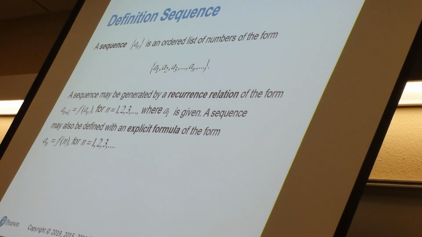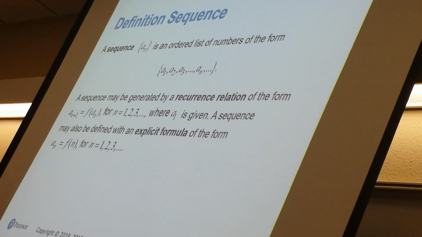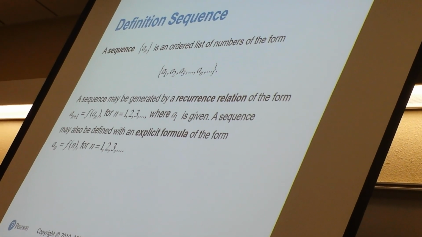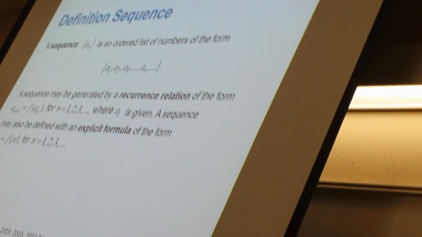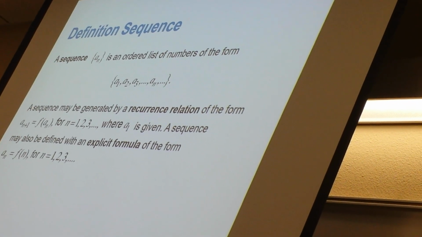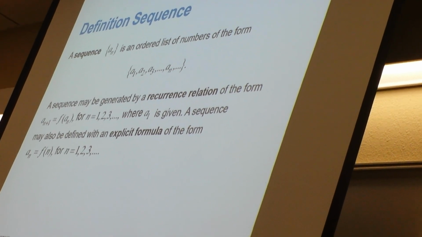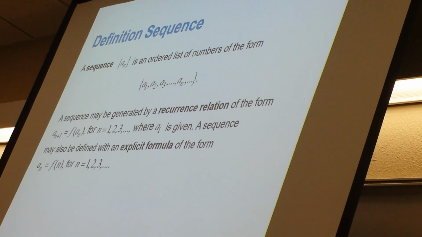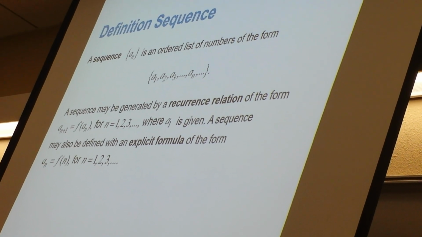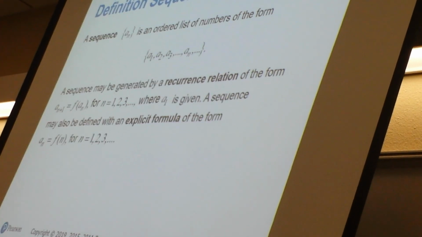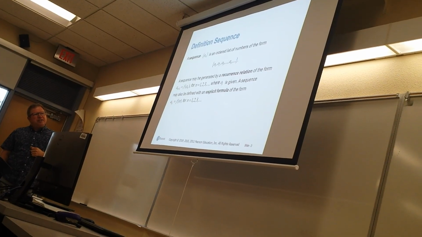A sequence may be generated by a recurrence relation. Remember those? The recurrence relation, where the previous term comes into the calculation. That's where that word recurrence comes from. The previous term reoccurs in the calculation. So a sequence may be generated by a recurrence relation of the form a sub n plus 1 equals f of a sub n. So that's the function, where a sub 1 is given.